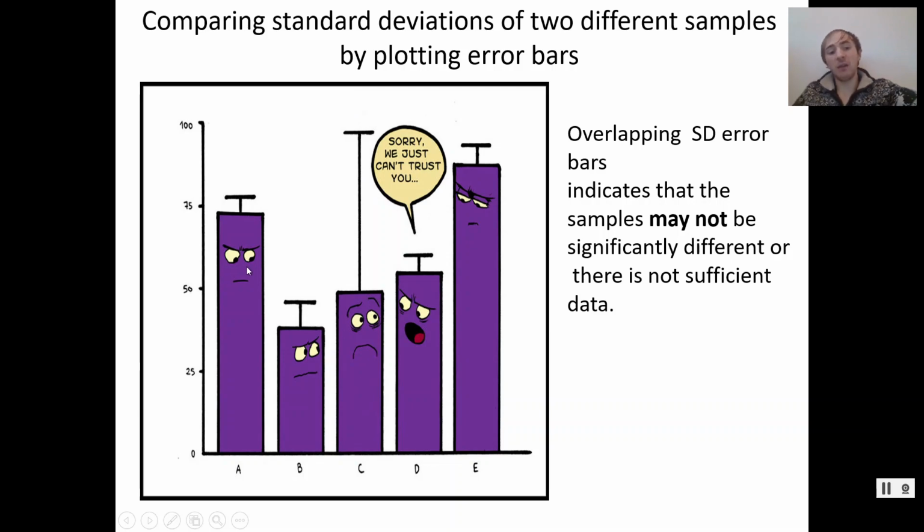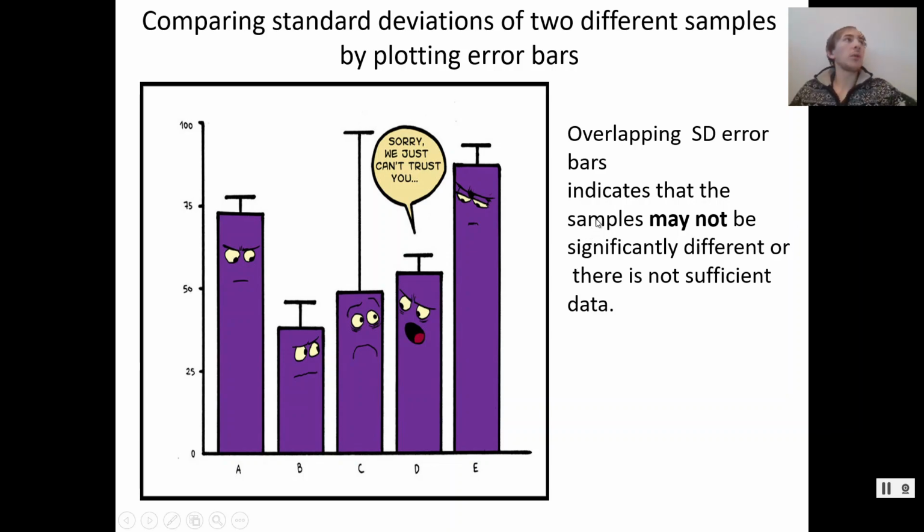So looking at this without error bars, you would think, right, okay, whatever I'm measuring, B is the smallest, followed by C, followed by D, followed by A, followed by E. But because the error bars are so massive on C, C could actually, if I measured it properly, be up to 100. And so realistically, C could be the biggest, not the second smallest. And if the error bars overlap, that indicates that the samples may not be significantly different.